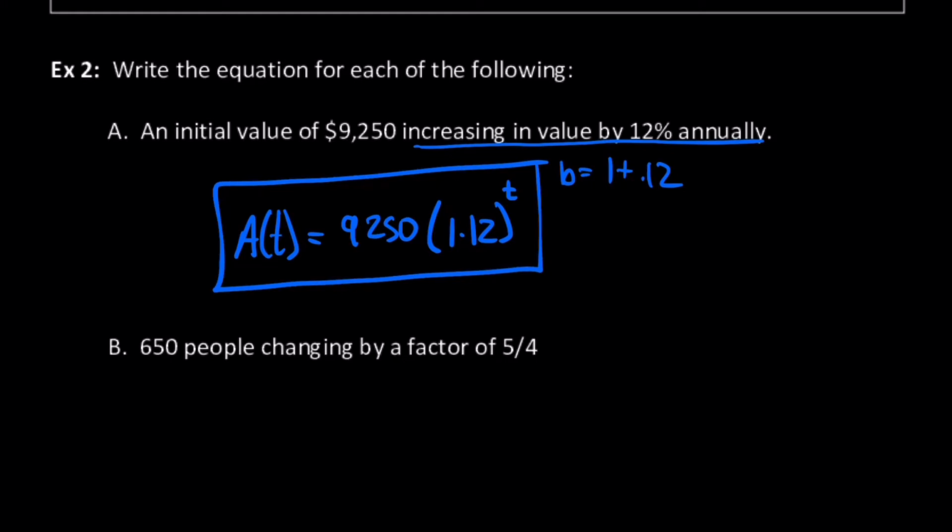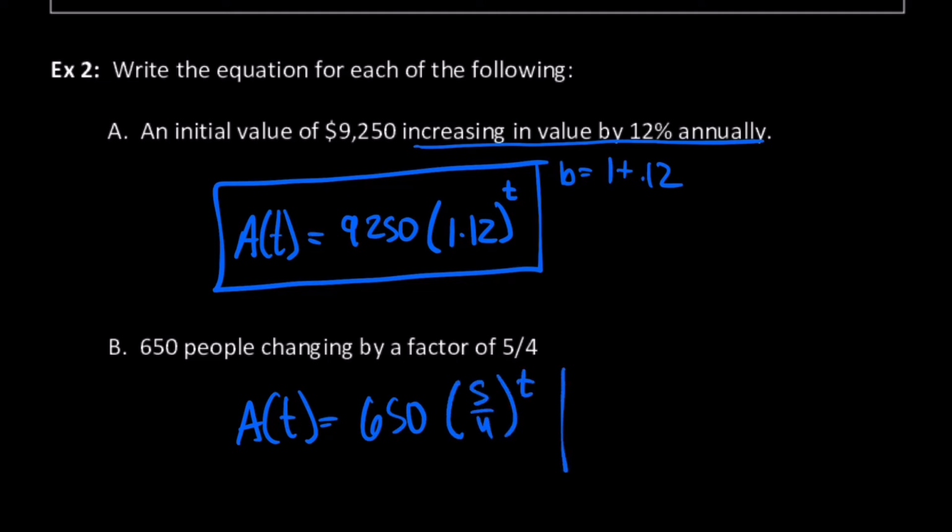650 people changing by a factor of 5/4. Now notice they don't give you a percent increase or decrease here. They actually give you the factor, the ratio. So in this case, B equals 5/4. There's nothing to add or subtract from. So A of t equals 650 times 5/4 to the t. If you want to convert that to decimal, go ahead, be my guest, but you don't need to.